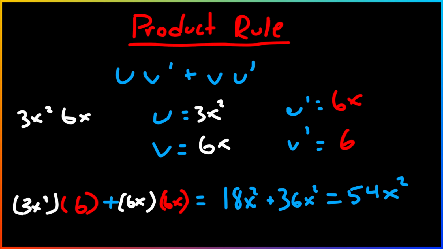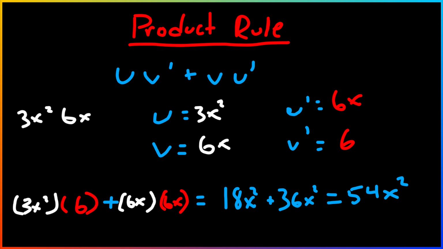To complete the product rule, you first have to multiply the first term by the derivative of the second term, and then add it to the derivative of the first term multiplied by the second term. A way to make it sound a little bit nicer is uv prime plus vu prime.